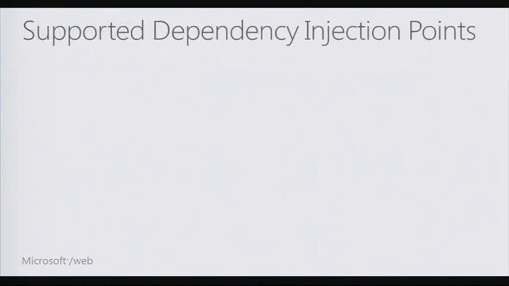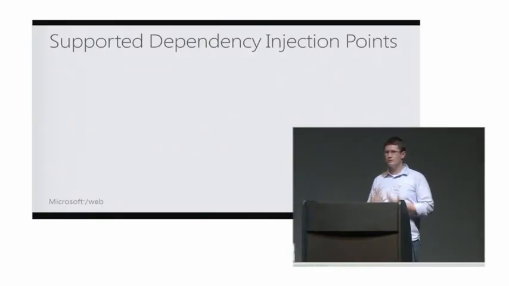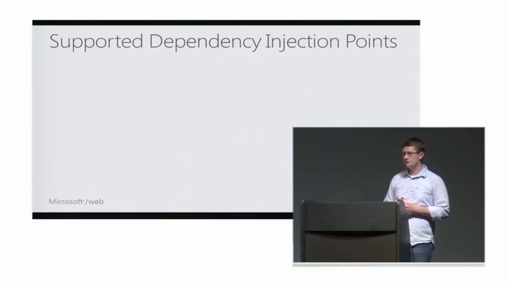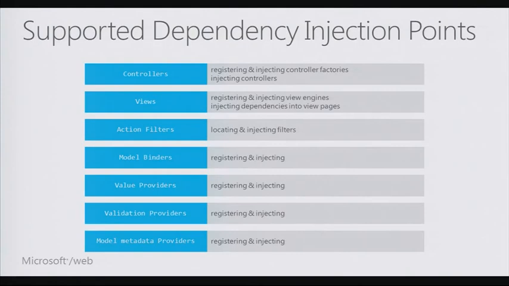So with that, one of the things that we've really worked on in MVC 3 and MVC 4 is supporting dependency injection. If you don't know what it is, you probably don't need to worry about it yet. Dependency injection is just a way for you to insert dependencies into your code such that it can make it more testable. And if we go through the list, there's quite a few dependency injection points.